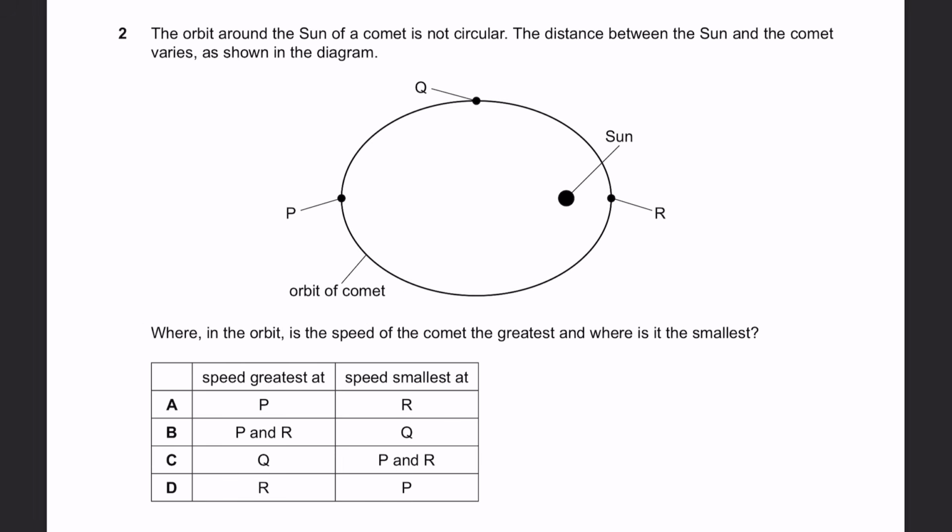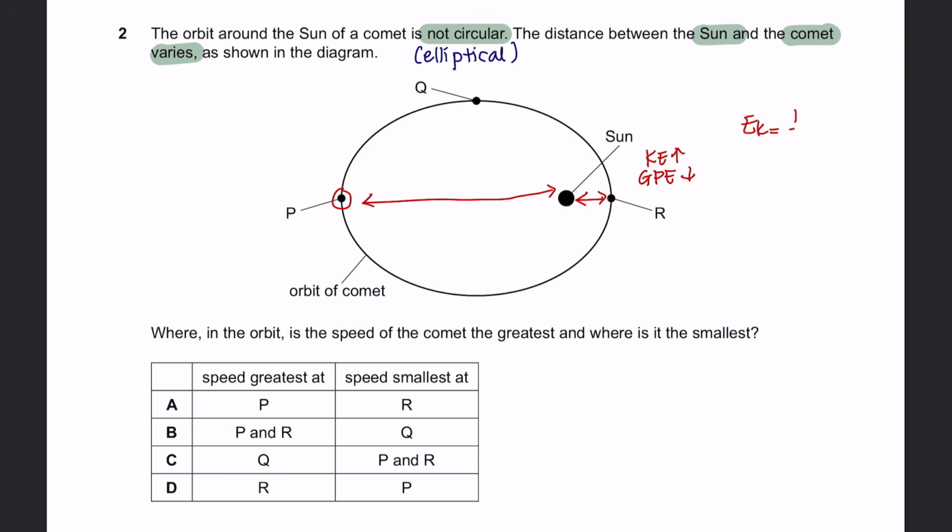Question 2. The orbit around the Sun of a comet is not circular. It's known as elliptical. The distance between the Sun and the comet varies as shown in the diagram. So P here is the furthest distance from the Sun, and R here has the closest distance from the Sun. The gravitational potential energy decreases as the planet gets closer to the Sun, and as this potential energy decreases, its kinetic energy increases. According to the conservation of momentum, kinetic energy is directly proportional to its velocity. So as your kinetic energy increases, so does the speed.